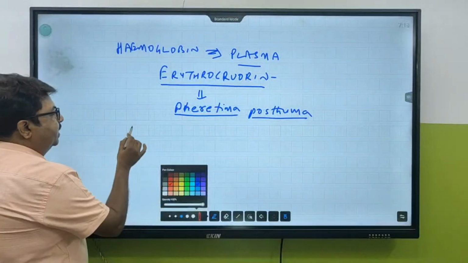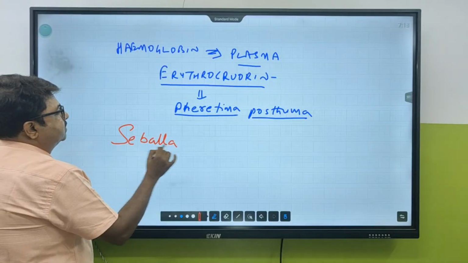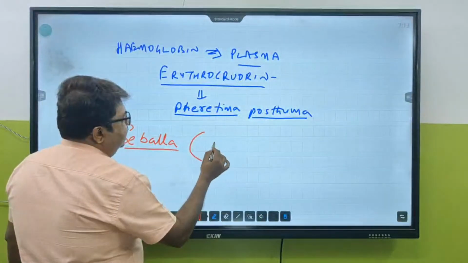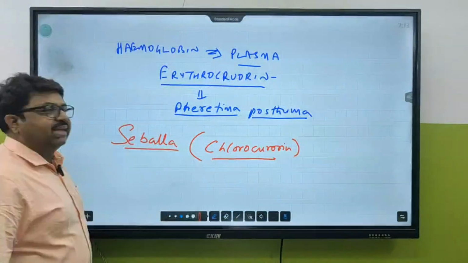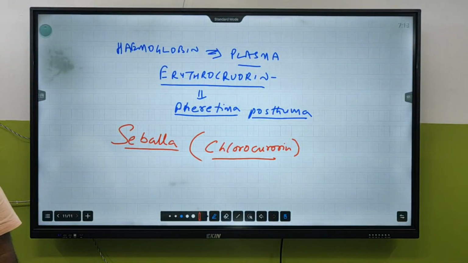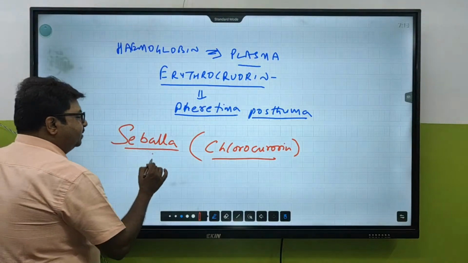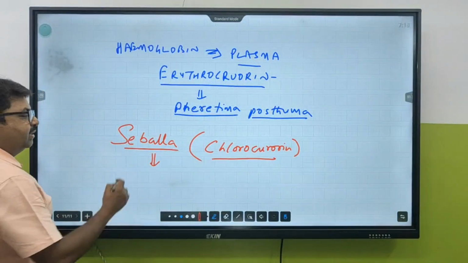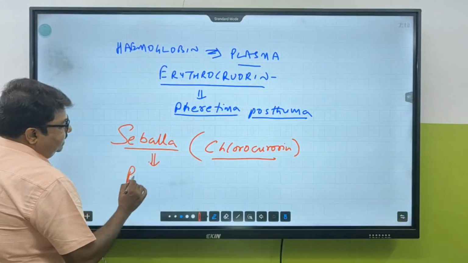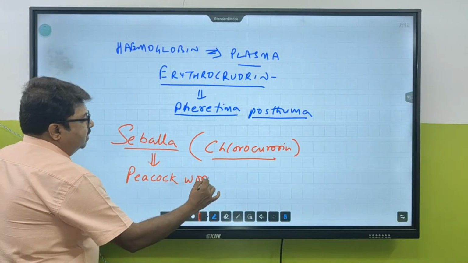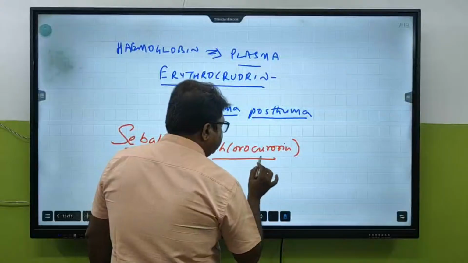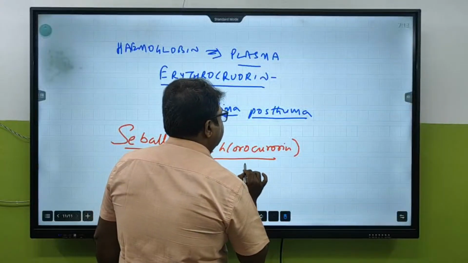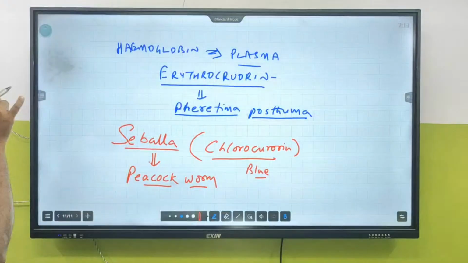But there is another organism named Sabella. And in Sabella, they have chlorocruorin. This is the pigment present inside. Clear? And what is Sabella? The common name of Sabella is peacock worm. And chlorocruorin is, to some extent, blue in color. We'll talk about them also.